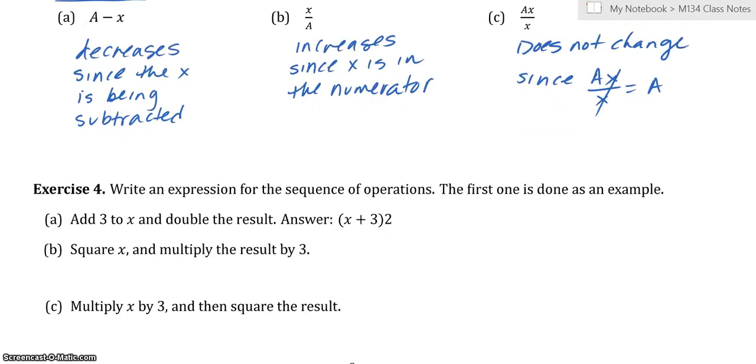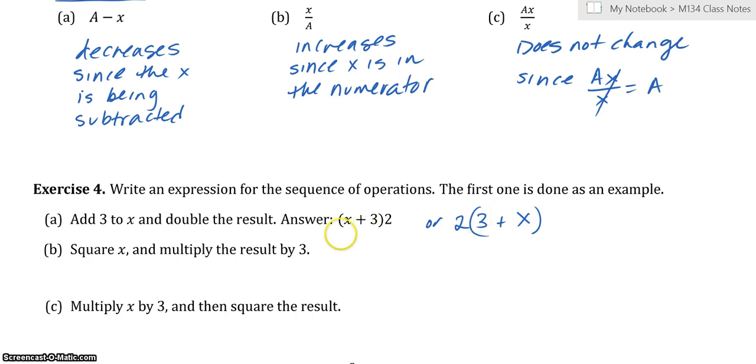The next exercise, and again, you can do all of these at once and come back and just check your answers, or you can hear the steps. So write an expression for the sequence of operations. The first one is done as an example. So if we're going to add 3 to x, so that's what they did here. They added 3 to x. I'll redo it. So 3 added to x, and then we double the result. So you take the whole thing and you multiply by 2.